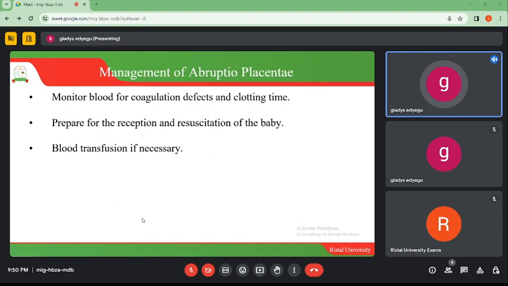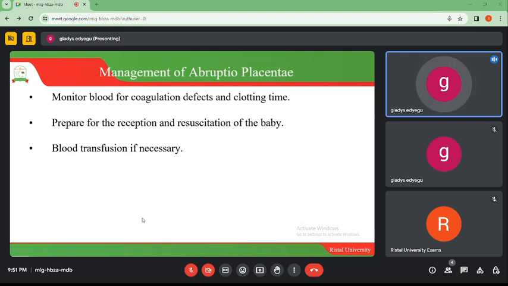Monitor blood for coagulation defects and clotting time. So we need to know this so that we can avoid PPH. We can also avoid some of the complications in the method of delivery if we take off a C-section per se. So this has to be monitored, this has to be known so that we should avoid other complications that can occur during our management.